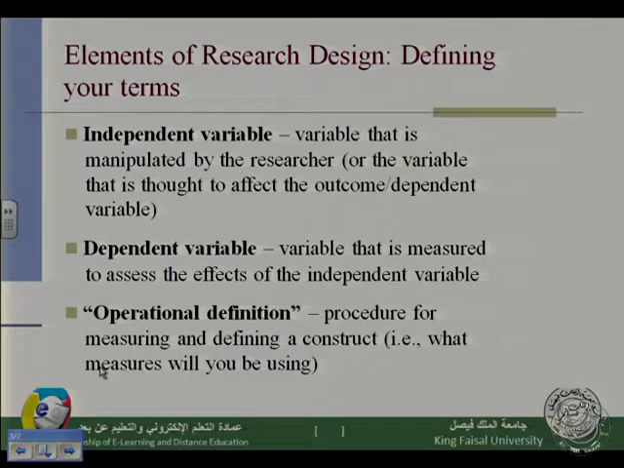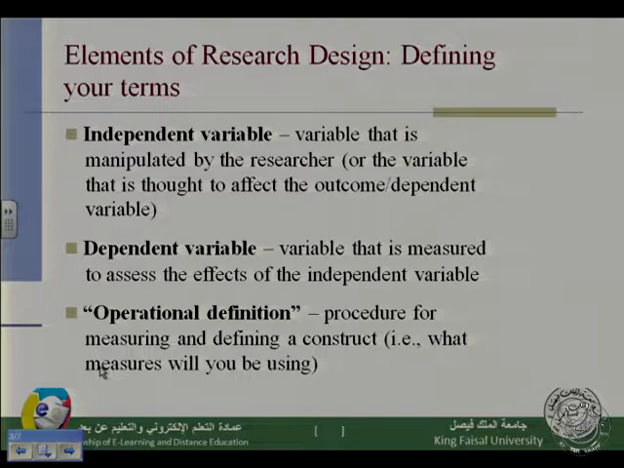So this is different. If you decide to measure all of these variables, gender, level of education or level of proficiency, background knowledge, you are going to scatter your research, and it's going to be less focused.